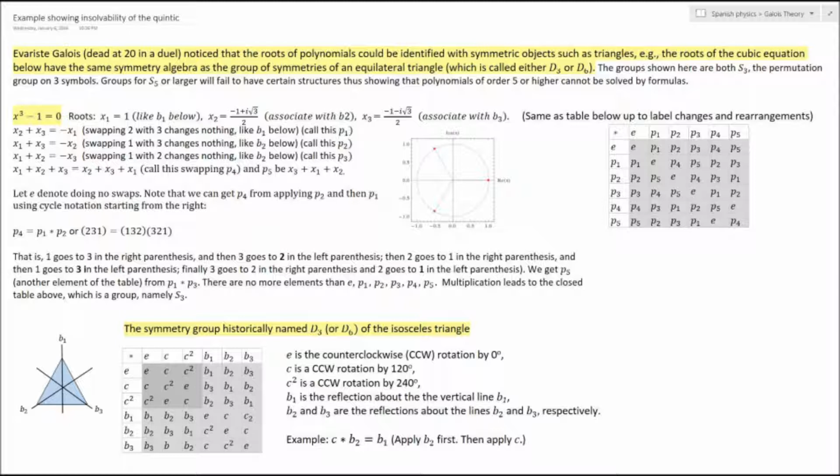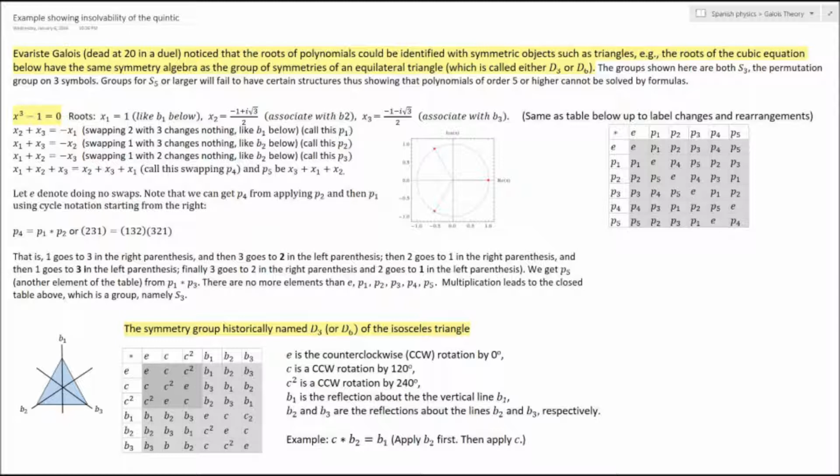If you go to any row, say we go to the row that contains B2, we see that B2 times B2 is E, so that B2 is its own inverse. The inverse of C squared is C, and the inverse of C is C squared, because 120 followed by 240 is 360, or 0, and 240 followed by 120 is also 360, which is 0-degree rotation.